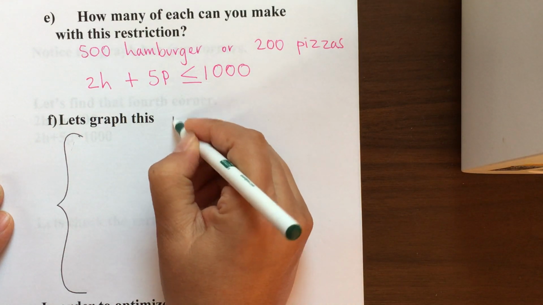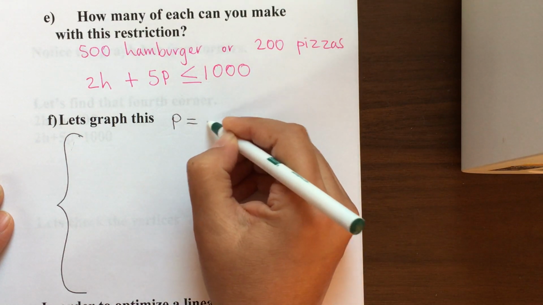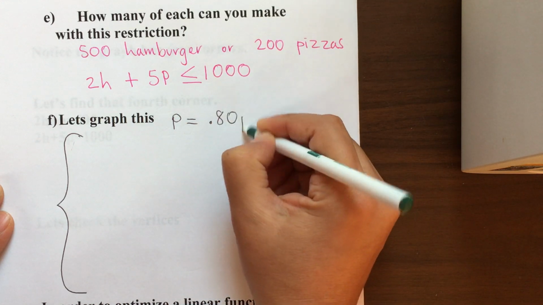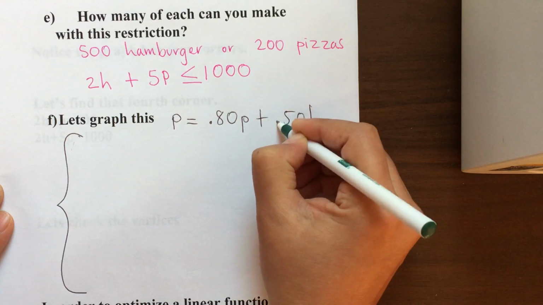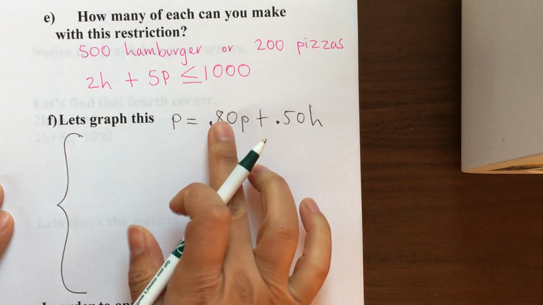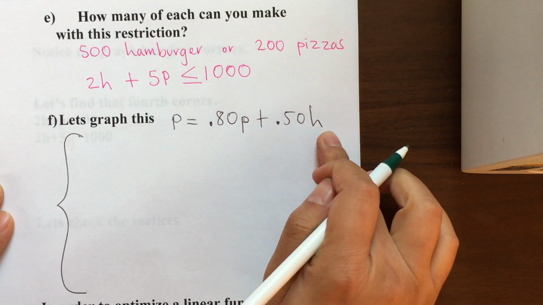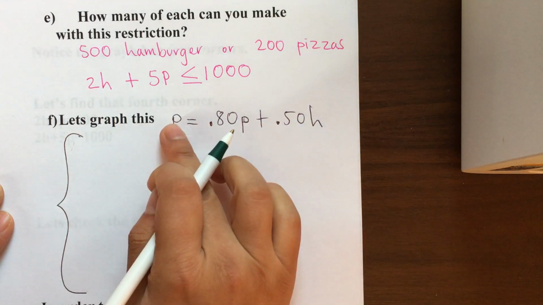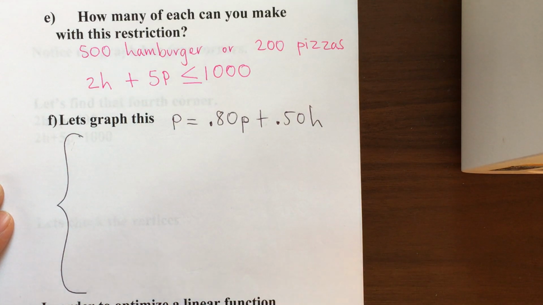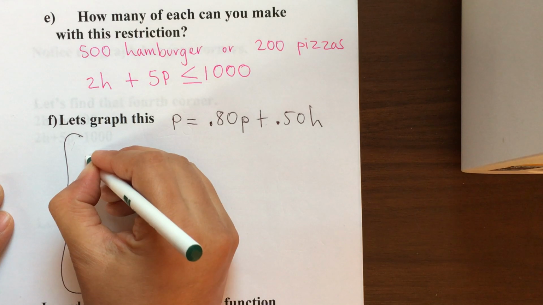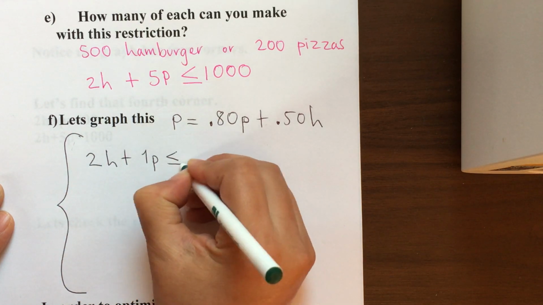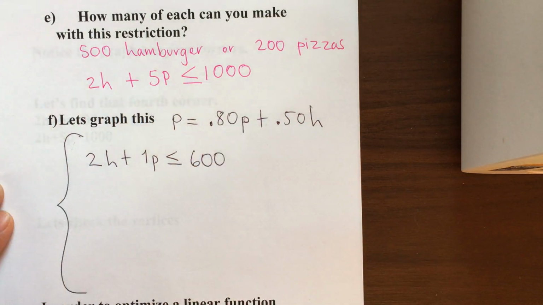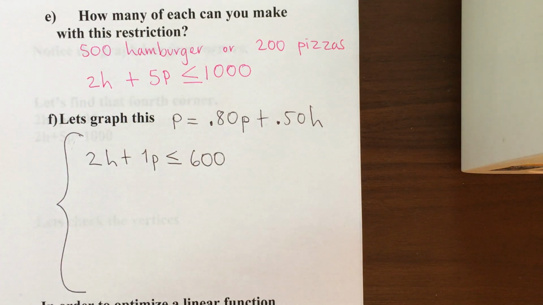Okay, for the profit, we had 0.80P plus 0.50H. This is how much profit I get from the pizzas. This is how much profit I get from the hamburgers. And this represents the total profit. Then I have 2H plus 1P is less or equal than 600. And this represents the meat.